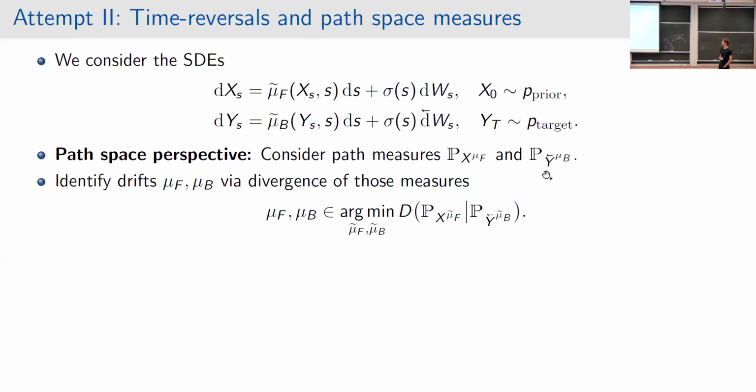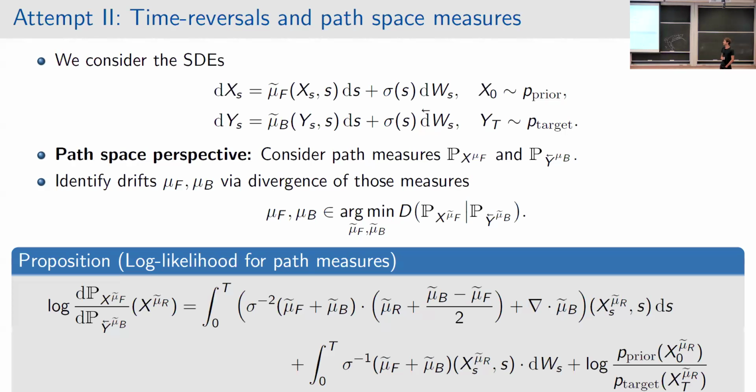And now the very simple idea is that, well, if I want these 2 measures to agree, because note there's this time reversal here, right? So if I want the time reversal to hold, I basically want these 2 measures to agree. So I simply minimize a divergence between these 2 path space measures in the drifts mu f and mu b. Because if I can drive this divergence to 0, then I know that I have solved my problem, right?